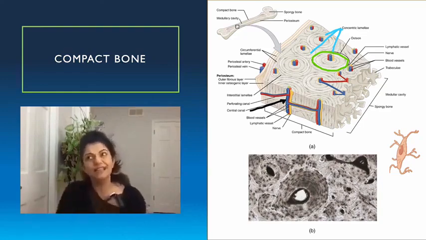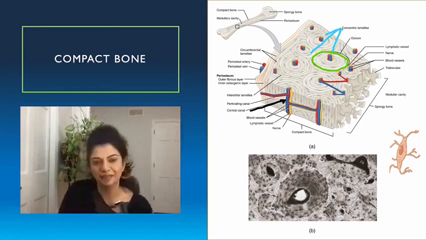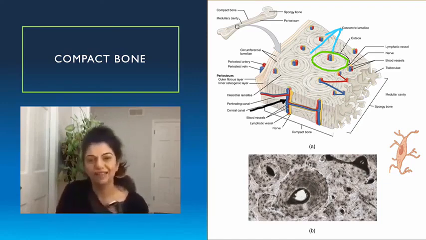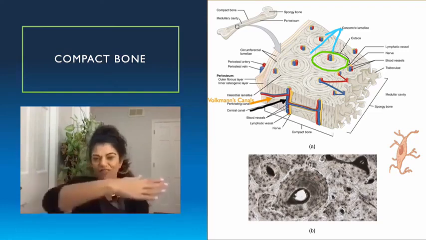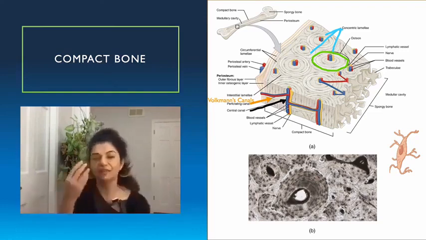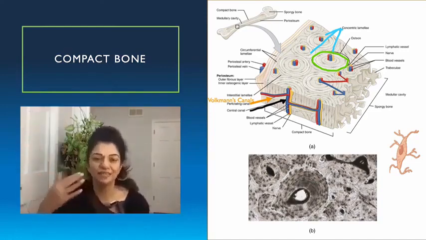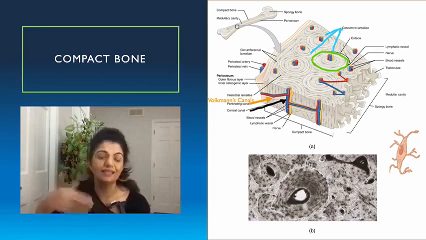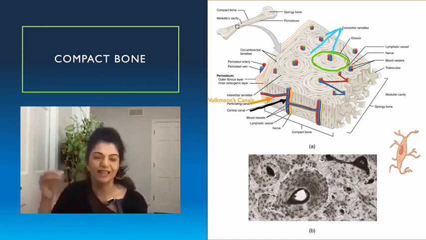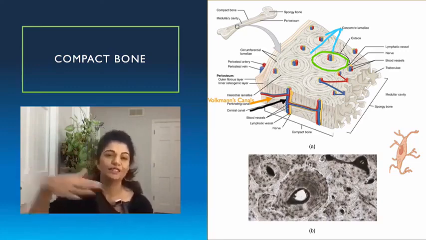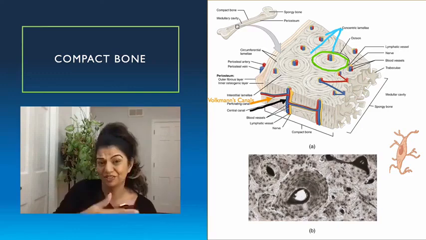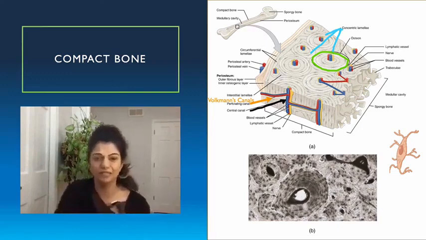Now, they also tend to have this angling position, and they go through what we call Volkmann's canal or perforating canals. See, they sort of have this right angle. It's almost like, you know, in a subway where you have different lines. That's how it is. And so these canals enable blood vessels and lymphatic vessels to extend to the periosteum and endosteum. That's how they do it, through these Volkmann canals.